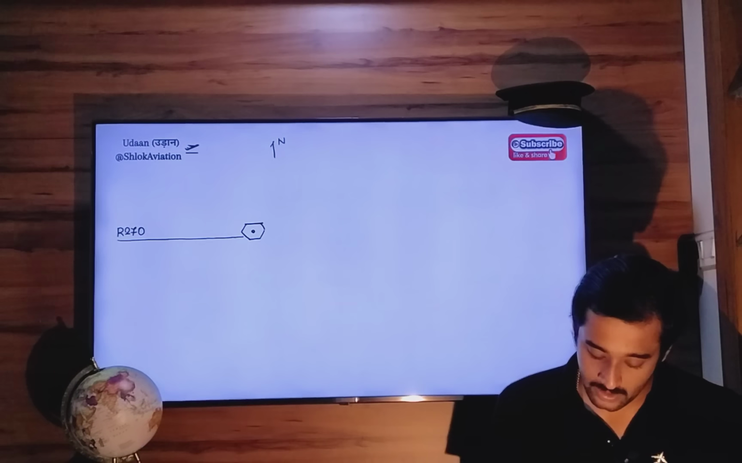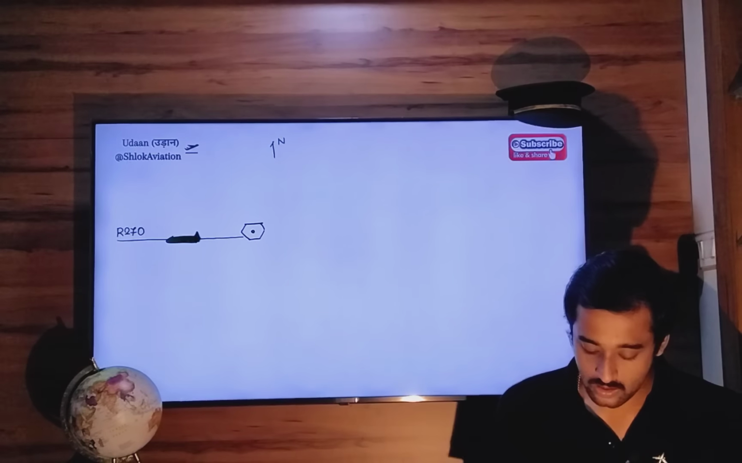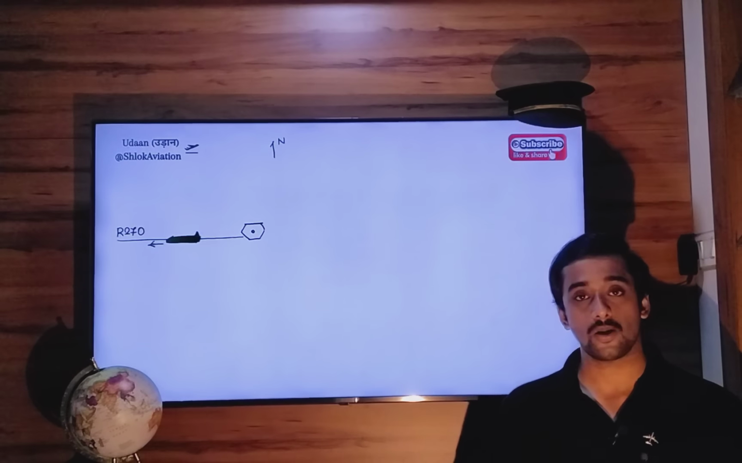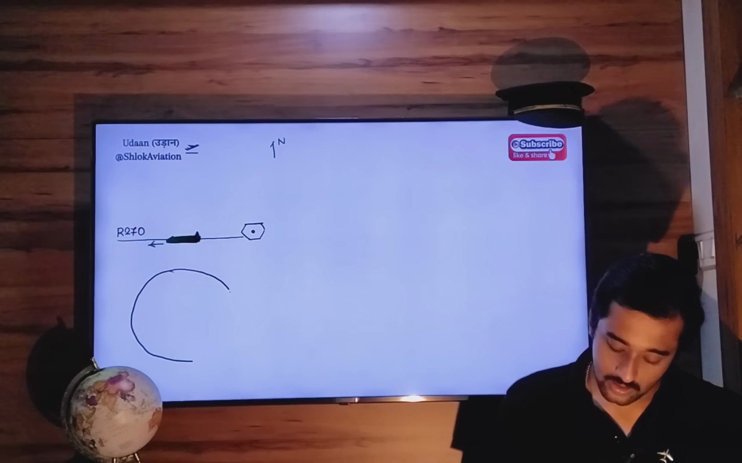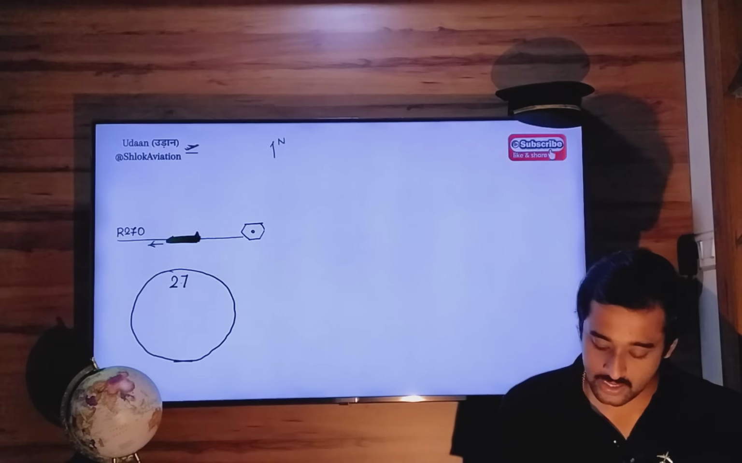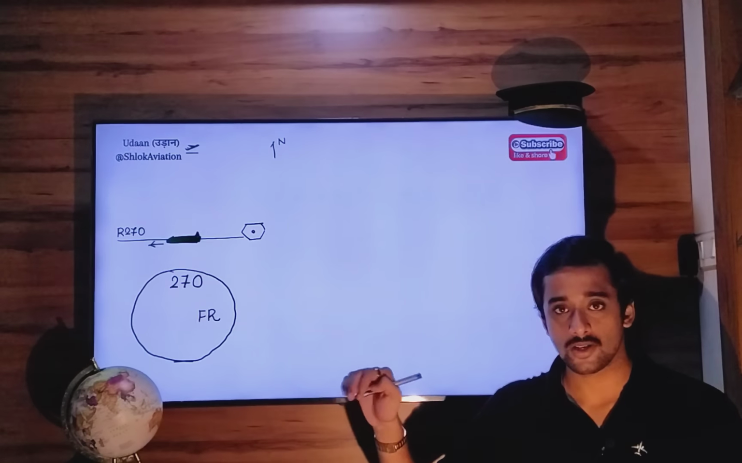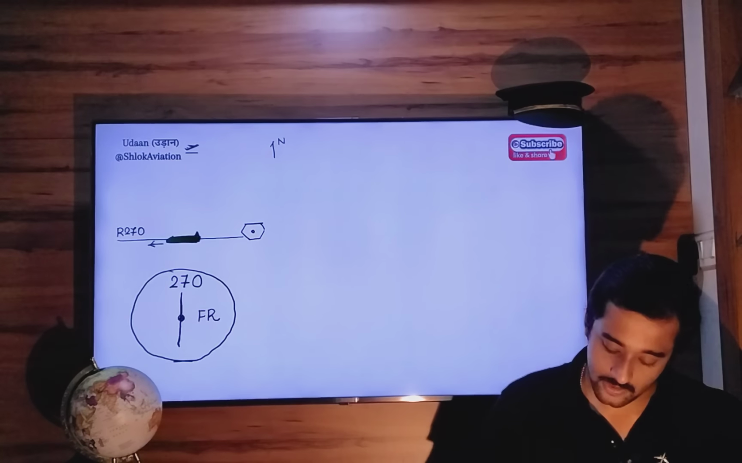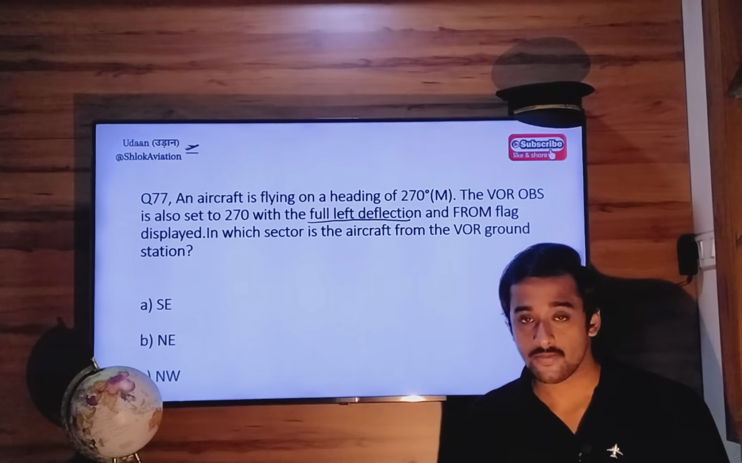So what will be the representation on the OBS selector? This is your aircraft, on radial 270, tracking outbound. So the OBS selection will be 270 and FROM will be indicated. If you are successful in maintaining the center line of this radial, the CDI needle will remain right in the center.